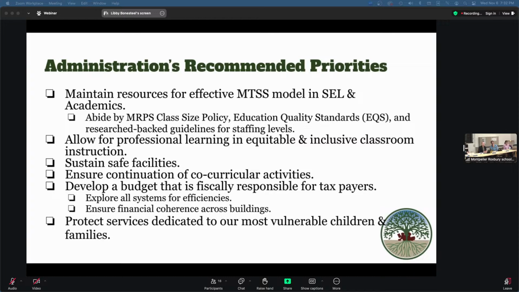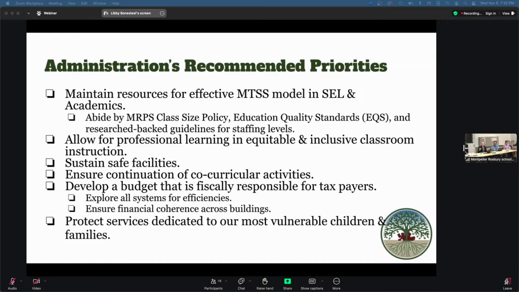And then research-backed guidelines for staffing levels. Both the EQS and our class size policy have class size numbers in them. As you can see in my monitoring report, they're a little bit different, which is neither here nor there really. They're not that different. The research-backed guidelines for staffing levels has to do with things like how many kids is a national norm for a special educator to have as a caseload, or a multilingual teacher, or a speech and language pathologist, because none of these class size policies or the EQS address that in any way.